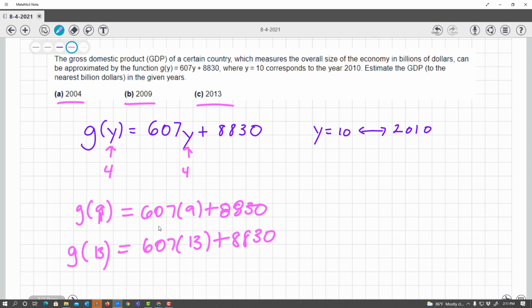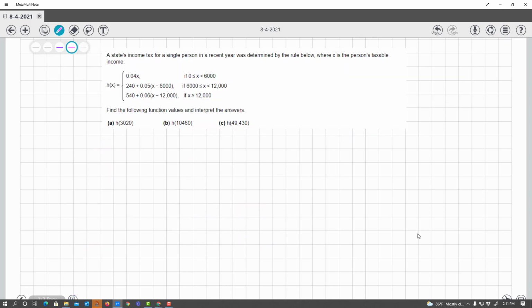Where these can get a little bit more complicated are these piecewise functions. So you have to be careful when you read these. This is the wonderful IRS coming after you, right? So the state income tax for a single person was determined by this rule. With each one of these, you have to look and see, are you in those intervals?